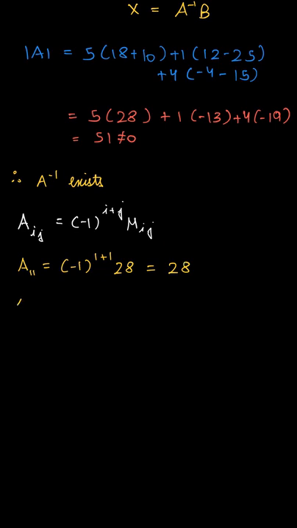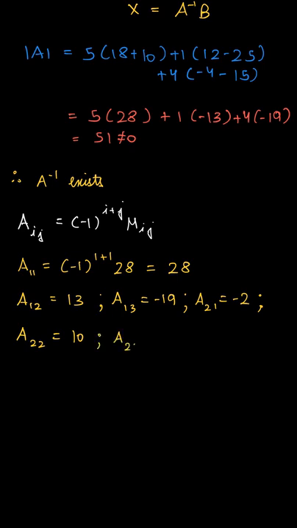In a similar manner we will find A12. So A12 is 13. We will have the value of A13, which will be equal to minus 19. The value of A21 will be equal to minus 2. Then the value of A22 will be equal to 10. Then the value of A23 is equal to 5. The value of A31 will be equal to minus 17. Then the value of A32 will be equal to minus 17, and then the value of A33 will be equal to 17.